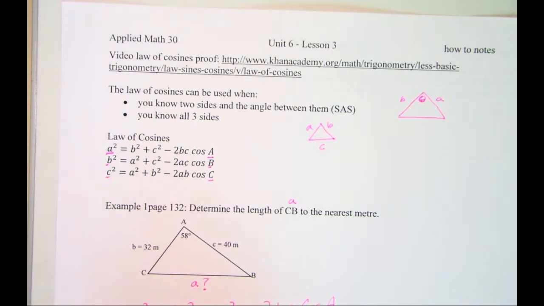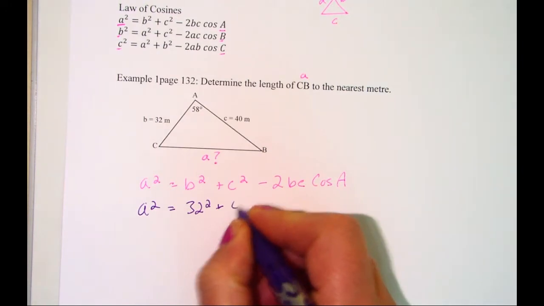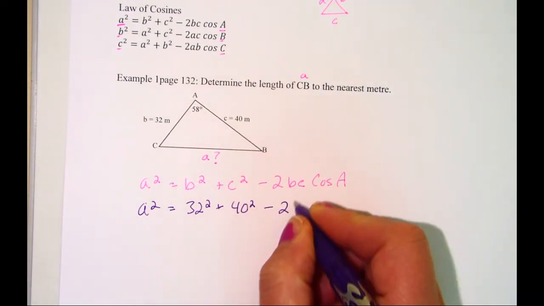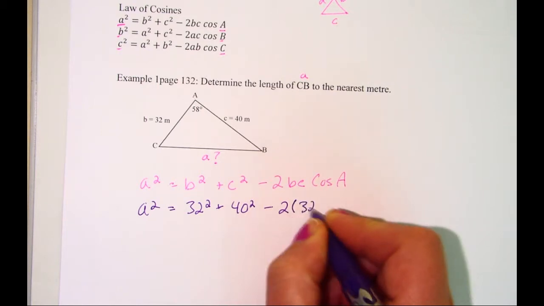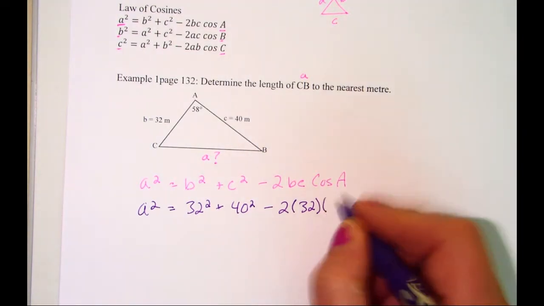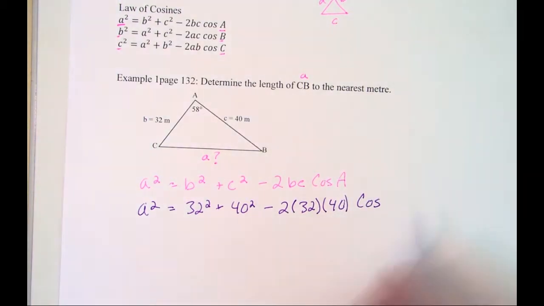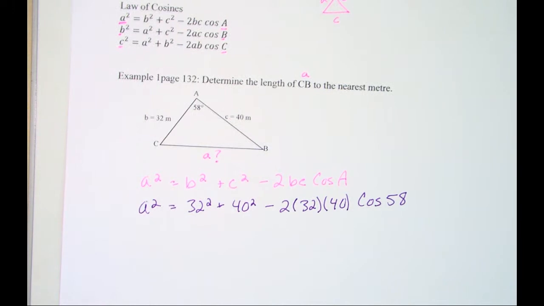So we have A squared equals B squared, 32 squared, plus C squared, 40 squared, minus 2 times 32, times 40, cos of A, which is 58 degrees. Do you see where I'm getting the numbers from? Yeah, I see it. Now we can put that in our calculator and get a number.